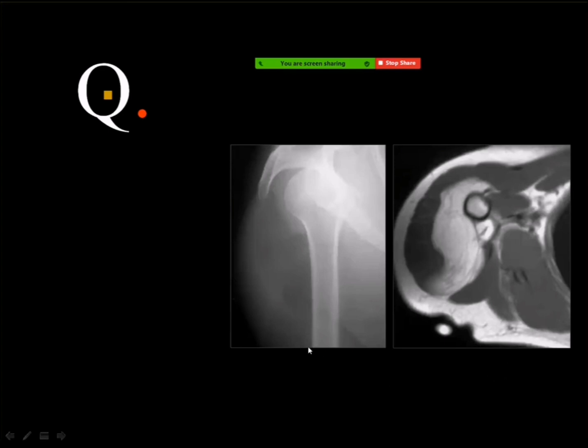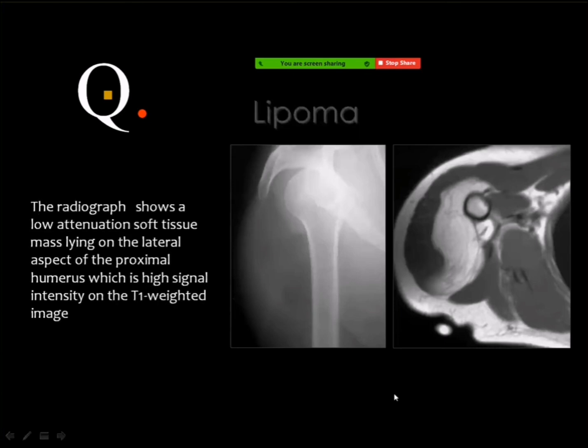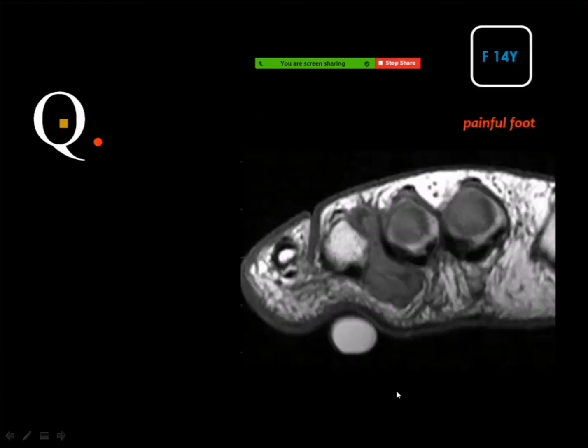Lipoma. Yes, and we can diagnose lipoma even from the plain film by the relative radiolucency of the fat compared to the skeletal muscles. But whenever you have a CT or MRI, you are sure that this is fat, which is exactly of similar signal intensity to the subcutaneous fat. And if you have the fat suppressed sequence, then you got suppression of the fat signal.